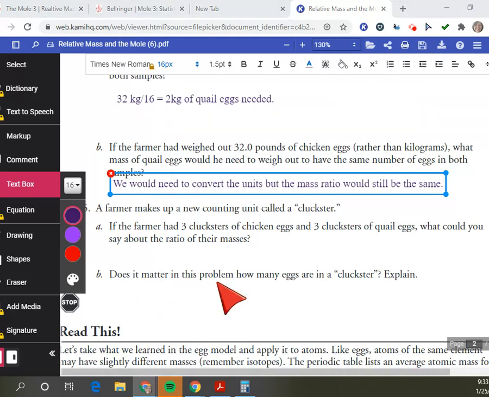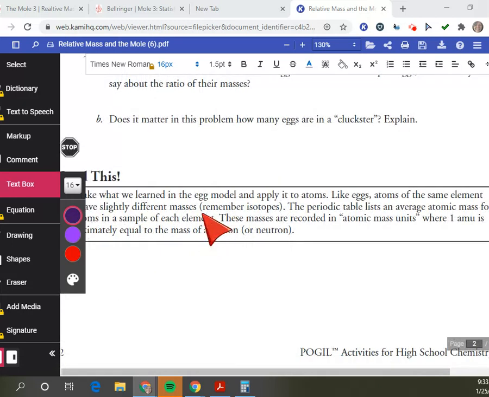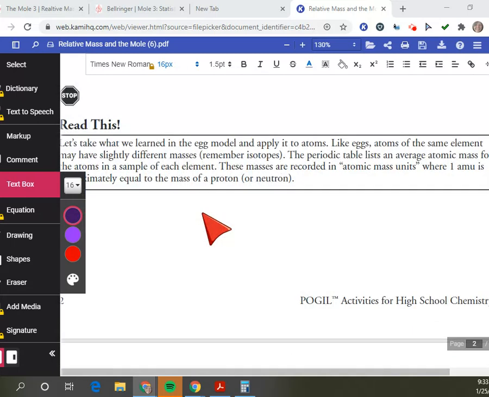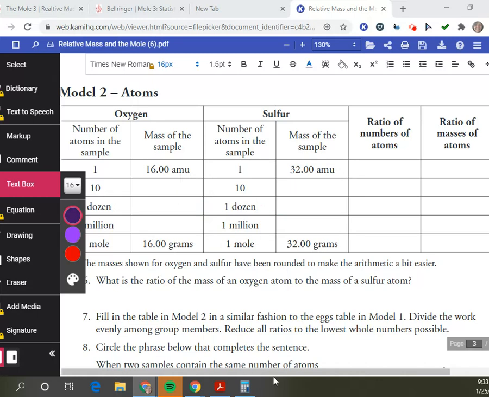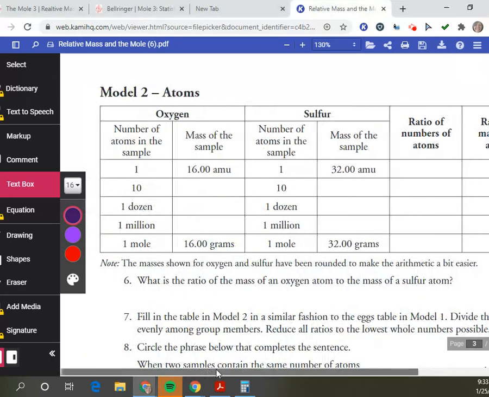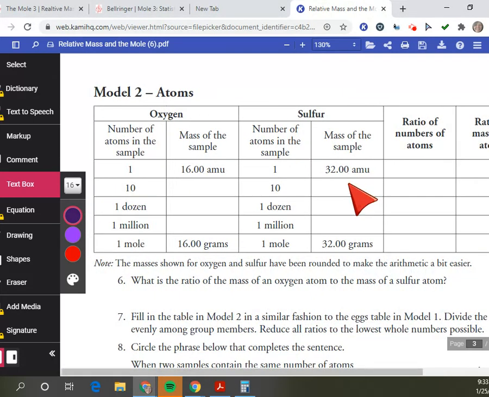Hopefully now we can take what we've thought about eggs, because eggs are really easy to visualize in our head, and apply that to atoms. Okay, we're going to apply it to atoms. We're going to use the same kind of concept, and it actually gives us a lot of the information. So same thing. I want you to go ahead and fill in the data table. I'm going to fill it in too, but take a few minutes and fill in the data table on your own, and we'll make sure we come up with the same answer.